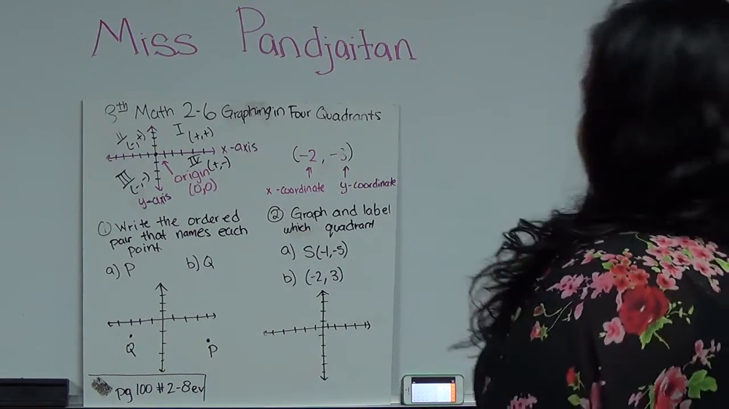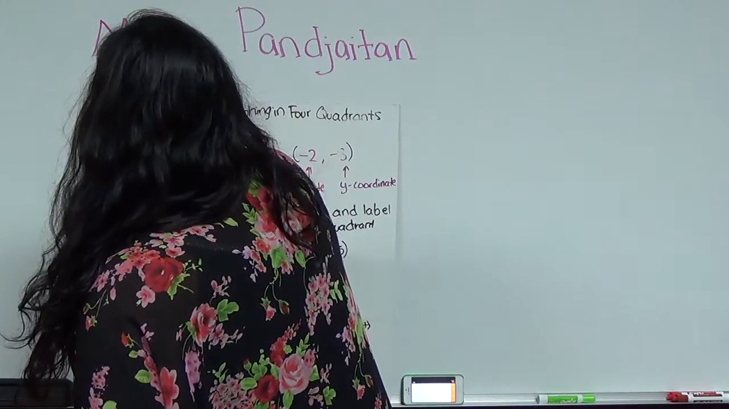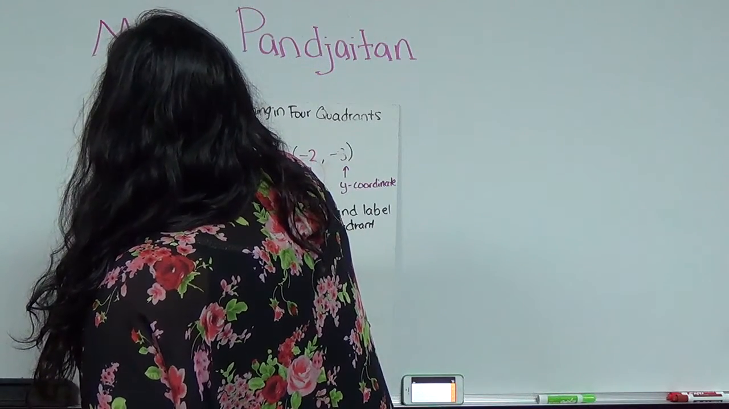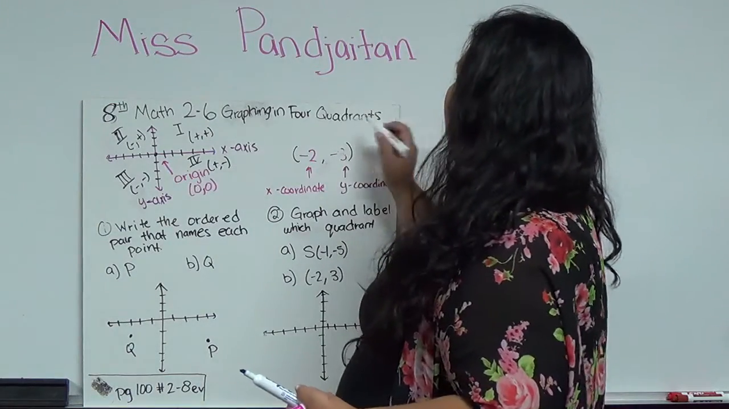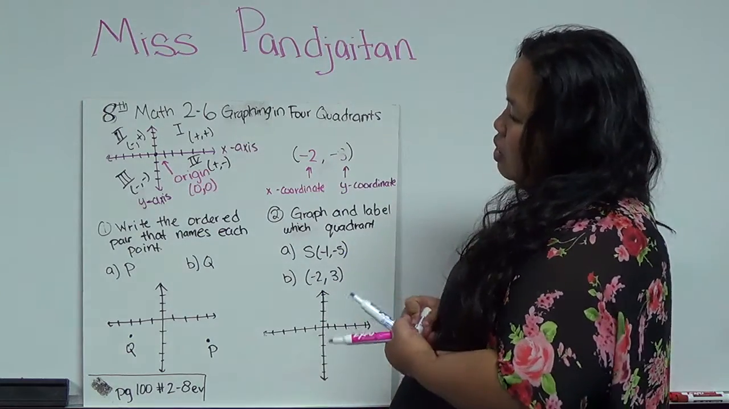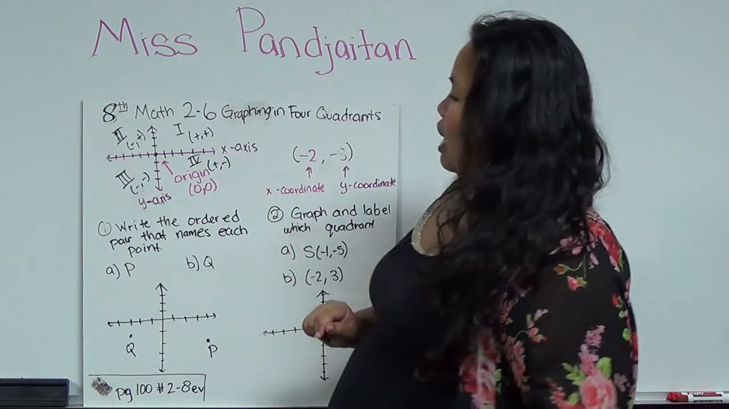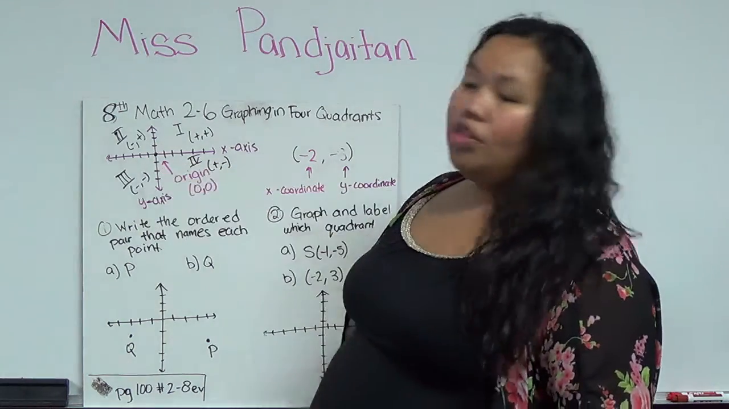Okay, in section 2.6 of 8th grade math, I don't know what number this is, but it's supposed to be 8th grade, we're dealing with graphing in the four quadrants. Okay, so we're dealing with two number lines fit together, and each has a name, the x-axis and the y-axis, and where they intersect is called the origin.